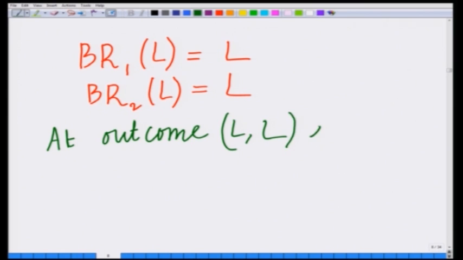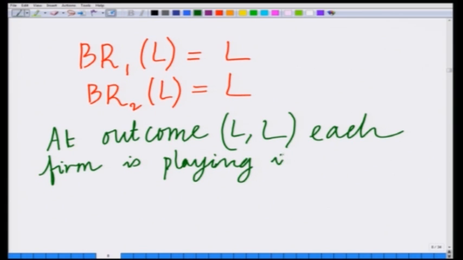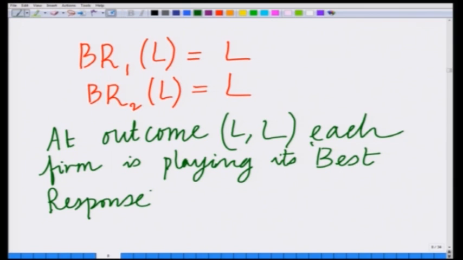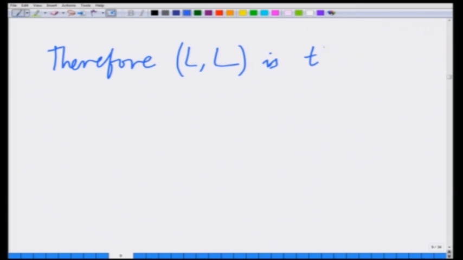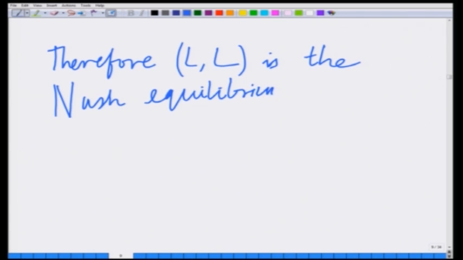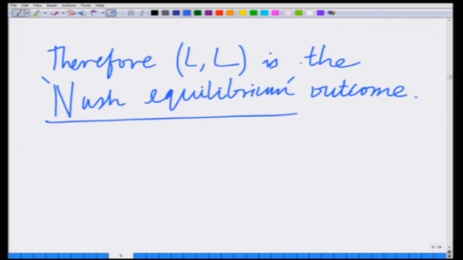So, at the outcome L comma L, each firm, or each online retail store, or each shop, is playing its best response. So, that is where the best responses intersect, and therefore L comma L is the Nash equilibrium outcome.